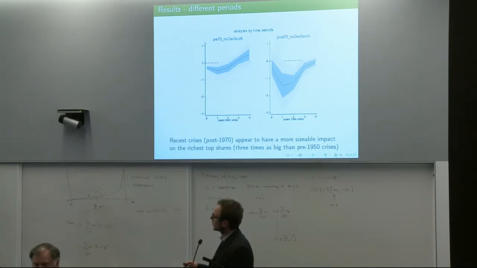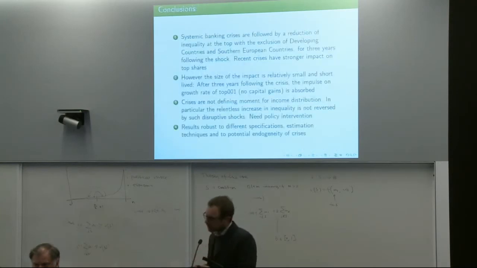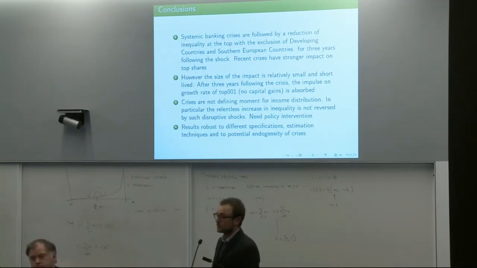The second year following the crisis, the top income shares is around 12% lower than the no crisis scenario, but the total impact is completely absorbed by the 4th year following the crisis. So the punchline is crisis and systemic banking crisis seems not to mark a turning point for the income distribution. The overall impact is very small, and it's absorbed within 4 years following the crisis.